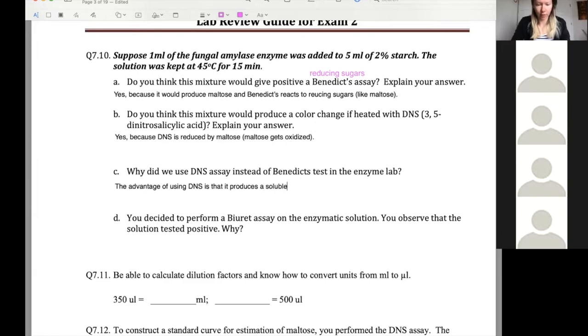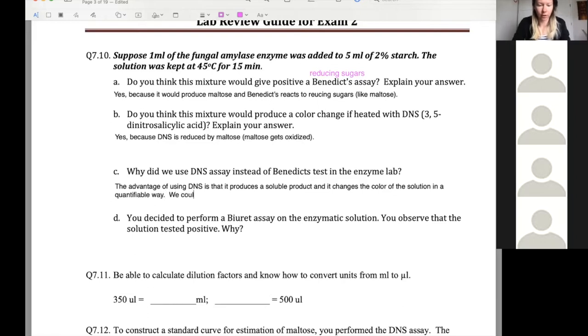I think another reason was because DNS, when it reacts with maltose, produces an orange color, if I'm not mistaken. Mm-hmm. And the orange color shows the presence of is it starch or glucose? The presence of the maltose. Right. So it produces a measurable, quantifiable change in the color. It produces that soluble product, and it changes the color of the solution in a quantifiable way.